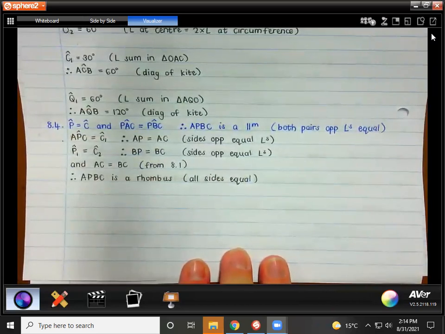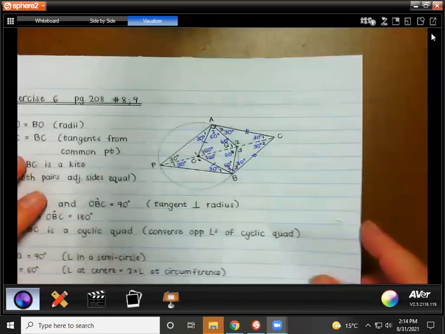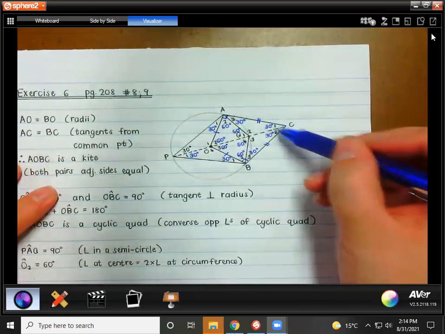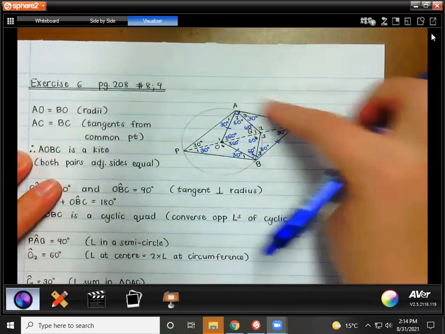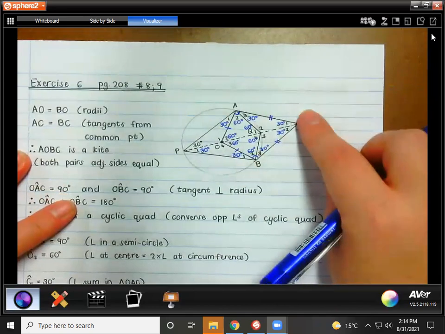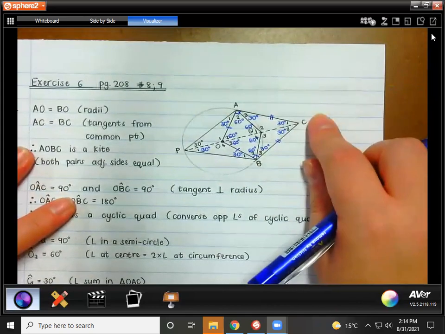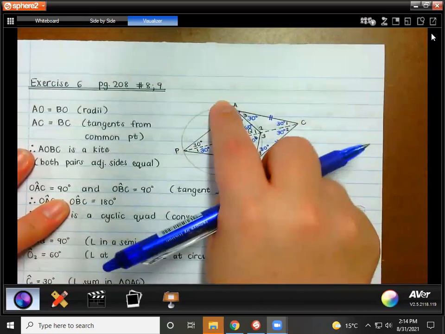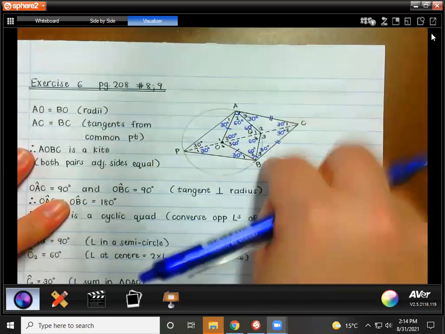Okay, so now we know that it's a parallelogram. Now we need to prove that all four sides are equal to each other. Now I'm just going to go up to the picture quickly. We already know that these two sides are equal. I filled them in at the beginning. It was because they are two tangents that come from a common point. So now we need to prove that these other sides are also equal to those two sides.